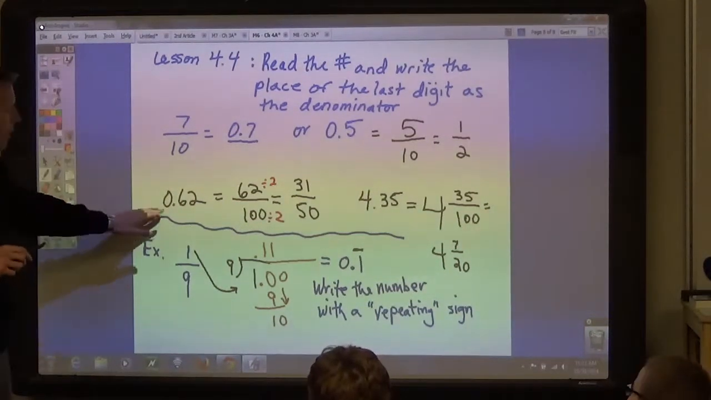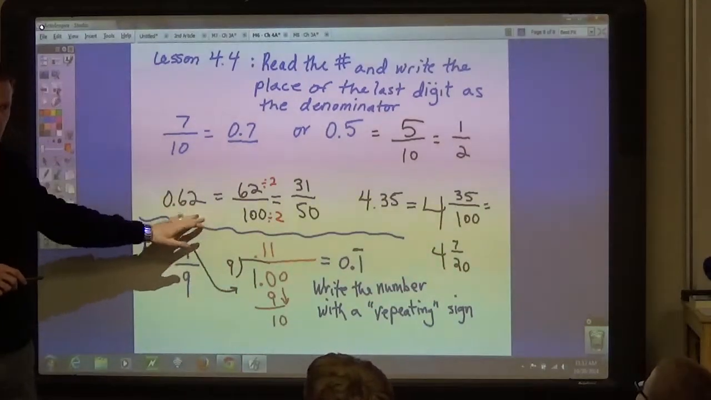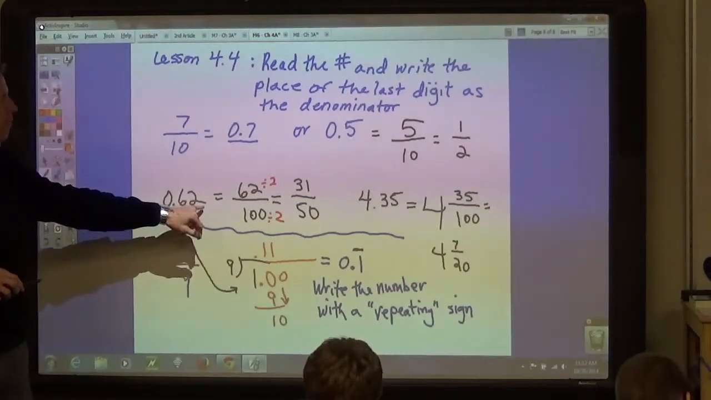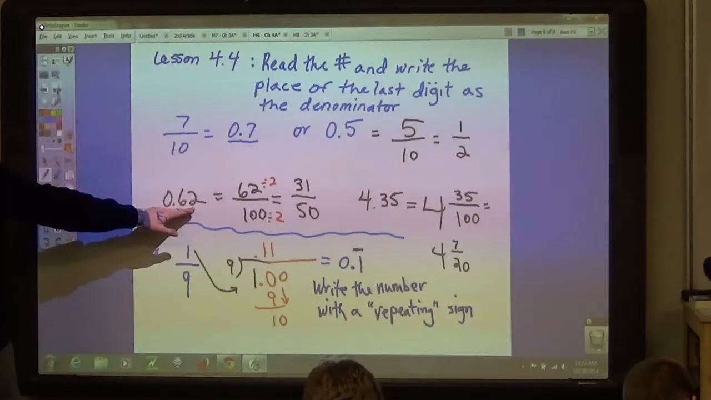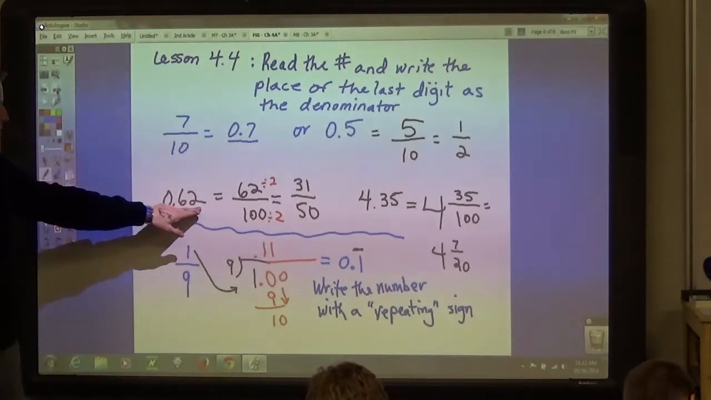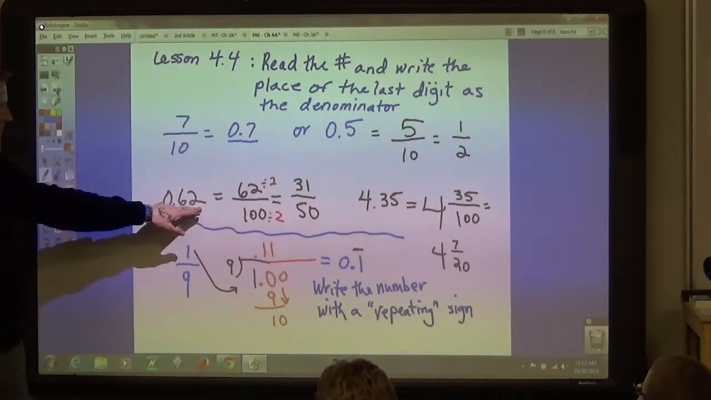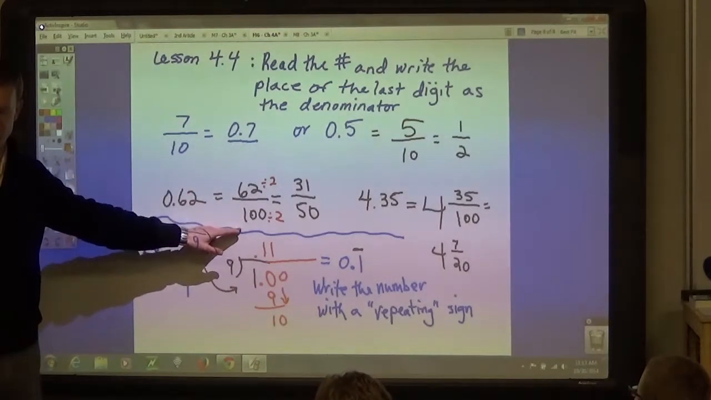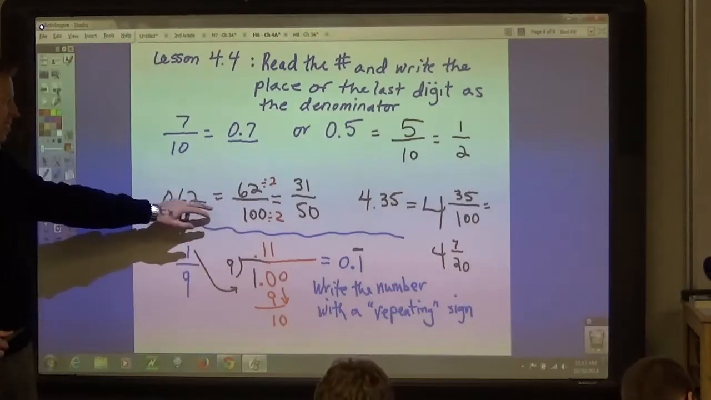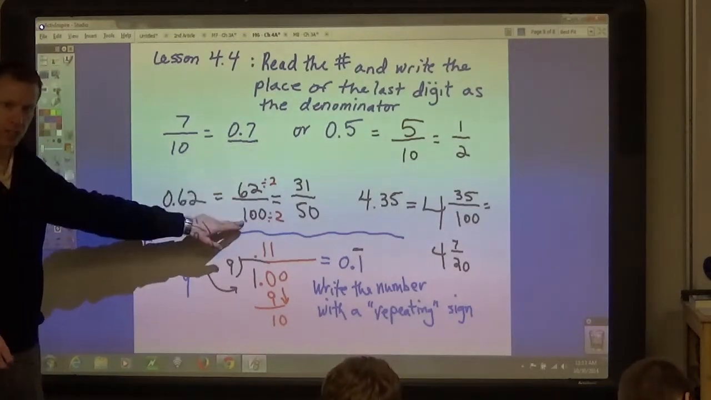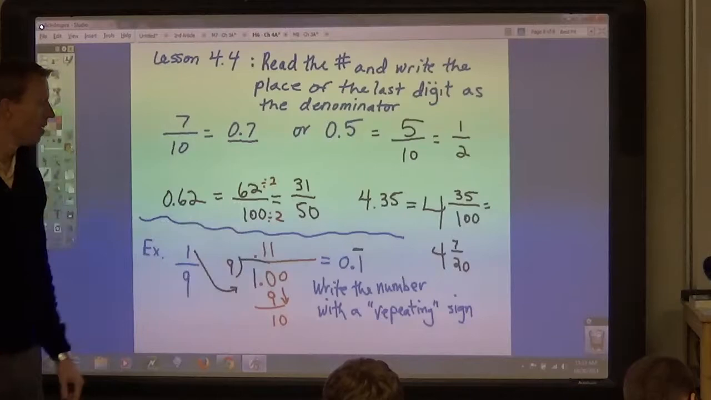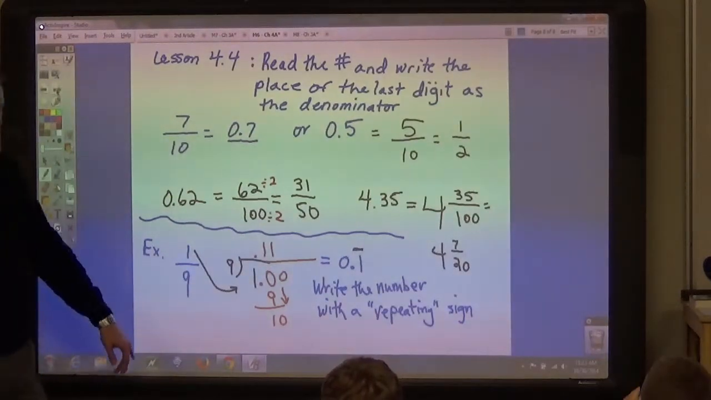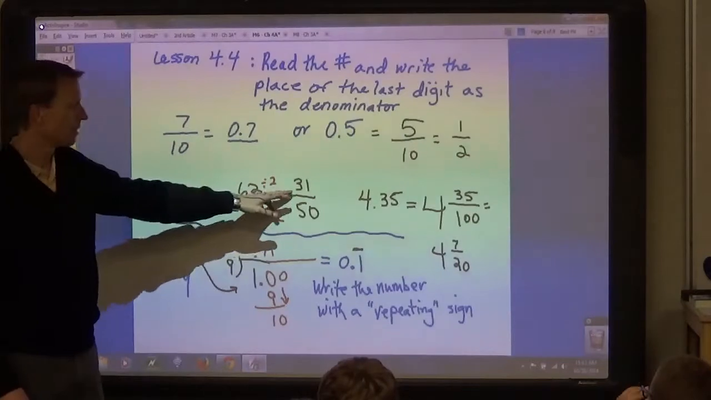You can easily write decimals as fractions, terminating decimals, like 0.62. You read the number and then write the place of the last digit as the denominator. You read this number 62 hundredths. So you write 62 hundredths. It's so simple to write this as a fraction if you know what place the 2 is in. 62 hundredths. Now, you're probably not done at that point because you have to convert it to simplest form.